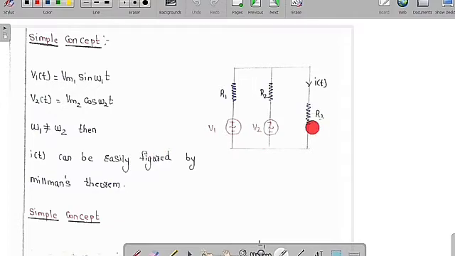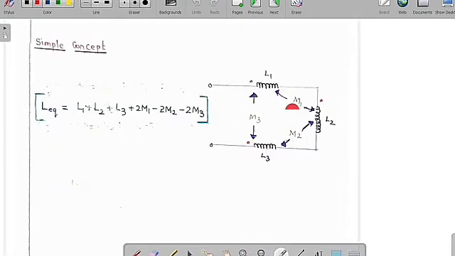Or we can apply even the superposition theorem to get the value of i(t). But you can easily figure it out with the help of Millman's theorem. Suppose there is a circuit like this, L1, L2, L3 connected in series, and you can see clearly here the dot indicates the current is going to enter.